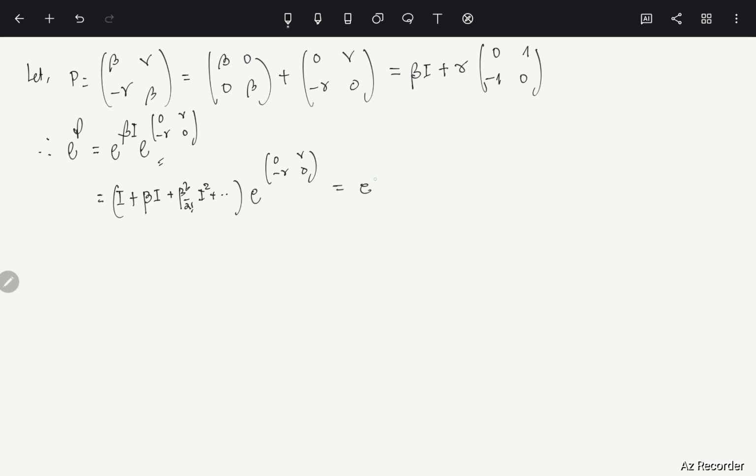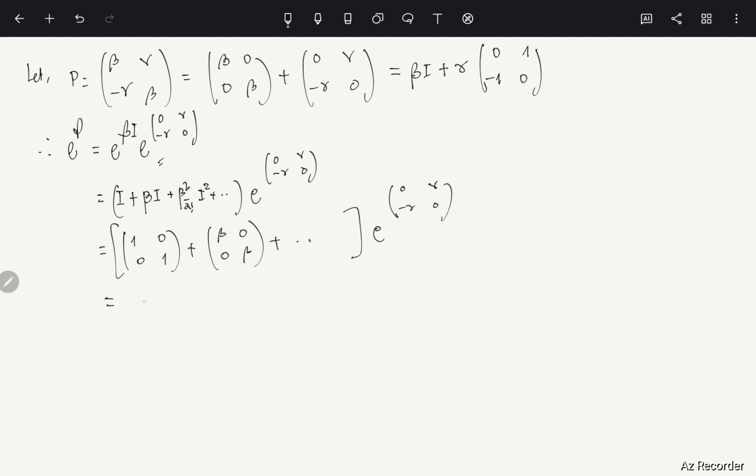Now this is exponential beta I. Let me write it this way. This is 1 0 0 1 plus beta 0 0 beta plus, you can write it like this. You do understand these beta squared terms will come, times e to the power of 0 gamma, minus gamma 0.